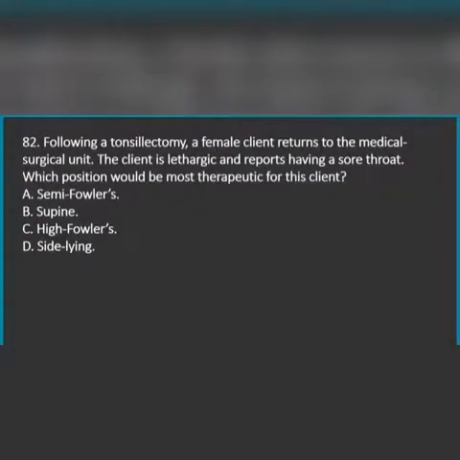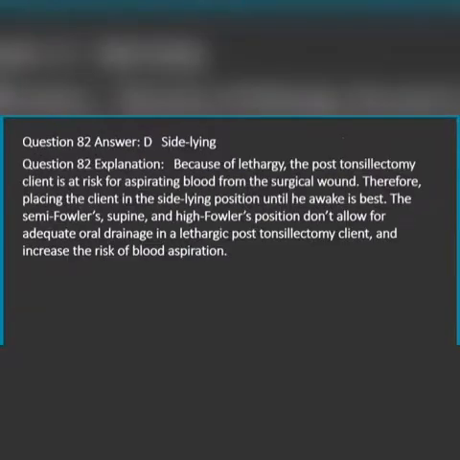Question 82. Following a tonsillectomy, a female client returns to the medical surgical unit. The client is lethargic and reports having a sore throat. Which position would be most therapeutic for this client? A. Semi-Fowlers. B. Supine. C. High Fowlers. D. Side lying. Question 82. Answer: D. Side lying.